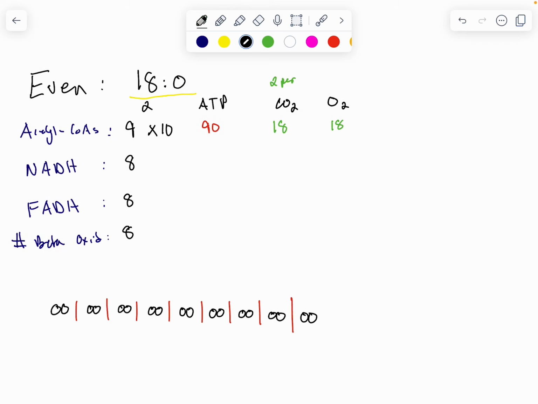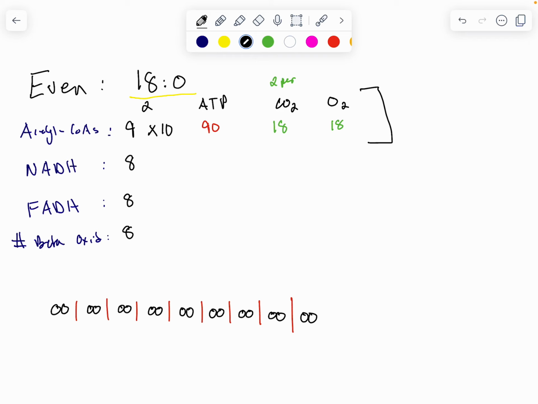So now let's get into, okay, sorry, I'm all over the place today. Per the TCA cycle and per acetyl-CoAs, this is going to be our main counts and what we need to focus on right here. Per ATP, we just need to know we're getting 10 ATP per acetyl-CoA basically. So if we have 9 acetyl-CoAs, we get 90 ATP. Same kind of mechanism goes for CO2 and oxygen.